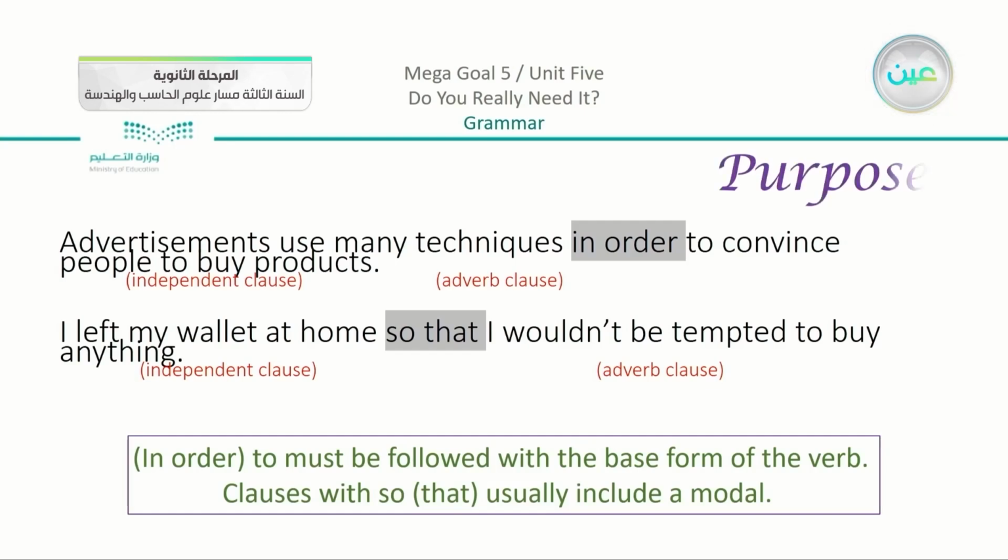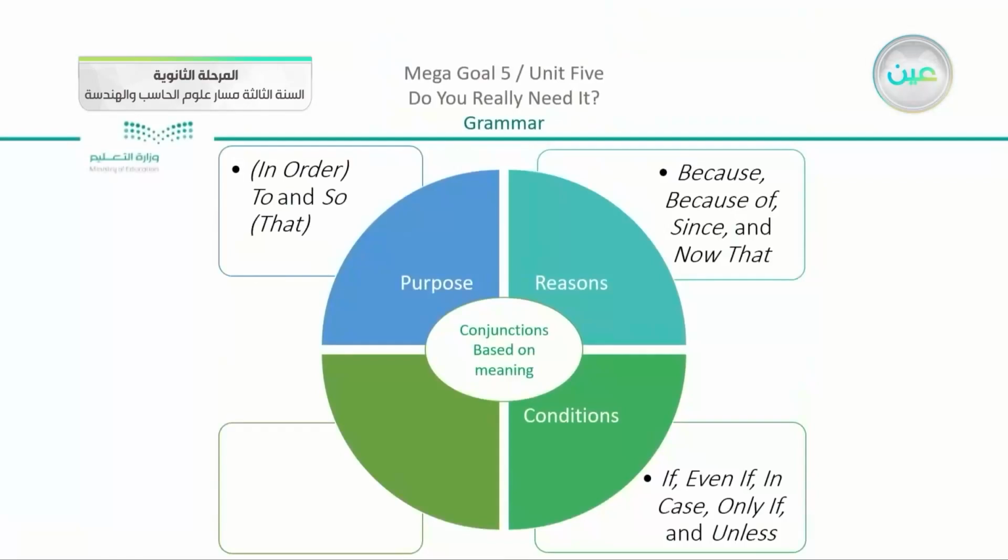So we have these two conjunctions, in order, and so that, and they do give the meaning of purpose. And we have here a note: in order, or we can say in order to, must be followed with the base form of the verb. Clauses with so that usually include a modal. So you can see that we have here so that, and there is a modal here. Now this is going to be the third group, which is in order or in order to. We can say so or so that. This all gives the meaning of purpose.